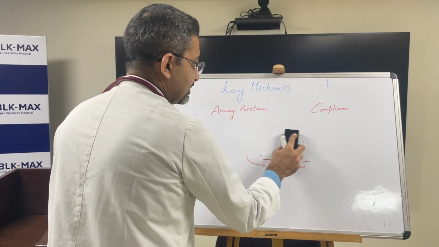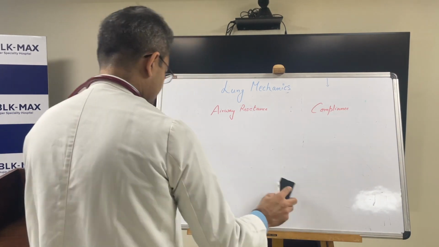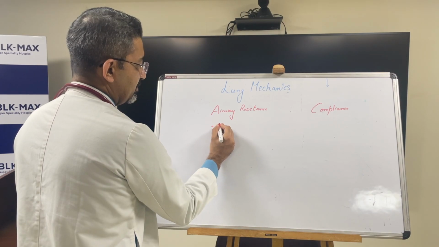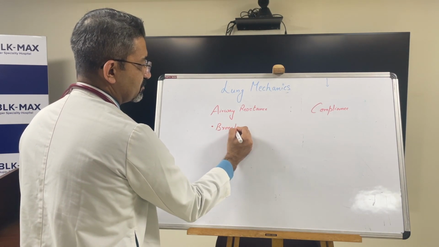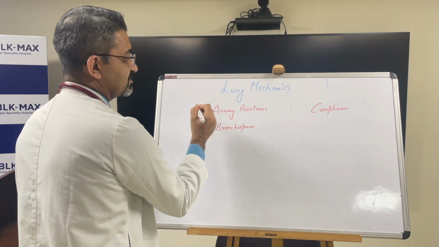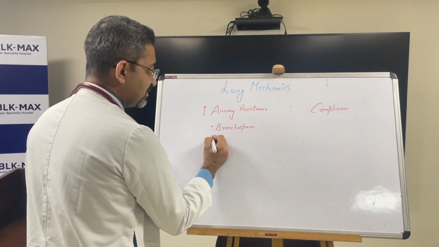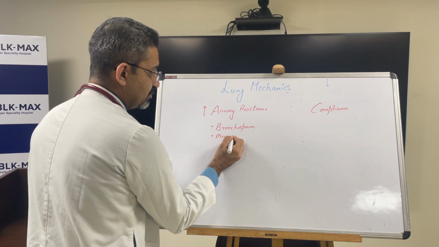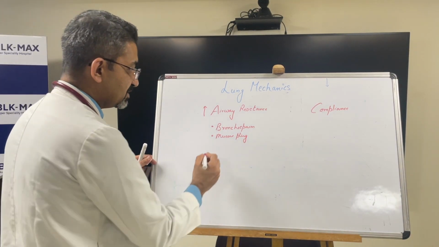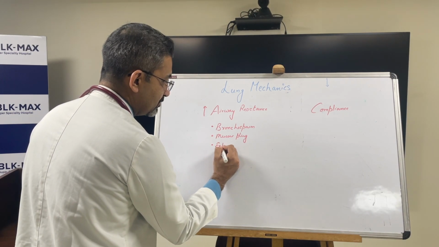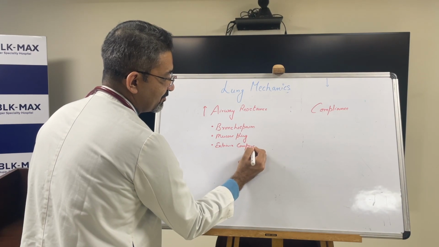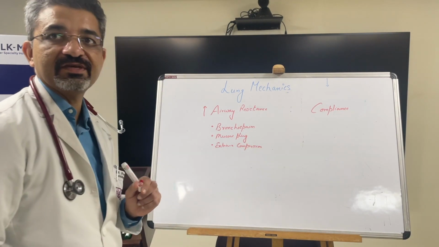So when can we have increased airway resistance? We can have increased airway resistance, for example, in anything which leads to bronchospasm. A mucus plug will increase airway resistance. Suppose there is some extrinsic compression on the airway, there will be increased airway resistance.